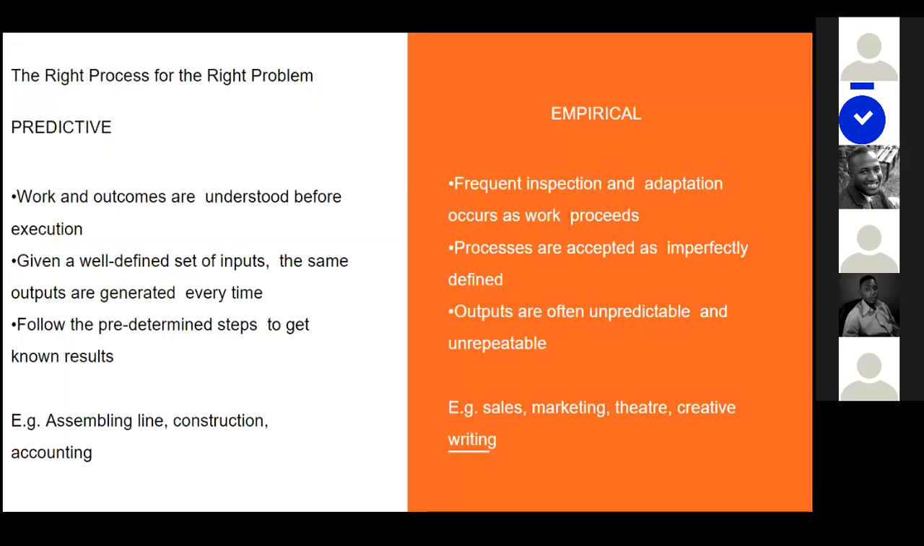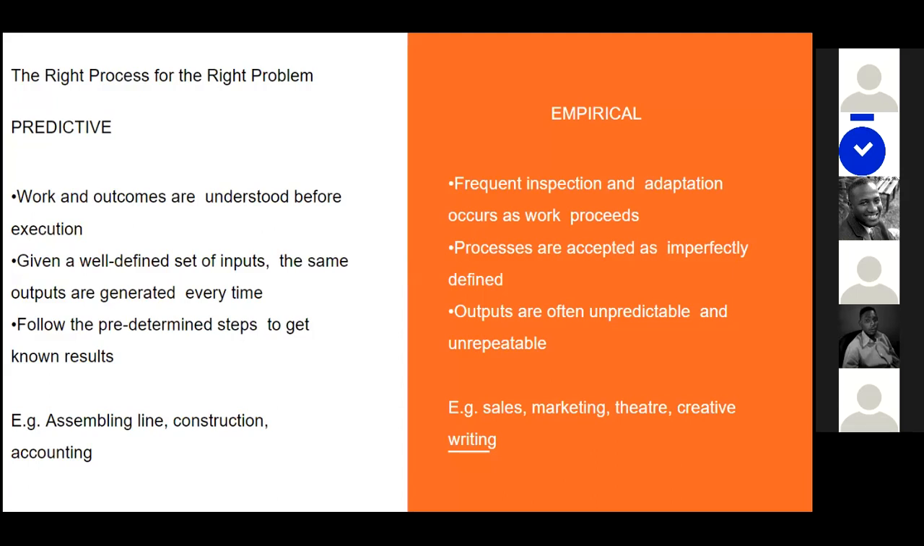We can go on. So, the right process for the right problem: either we are predictive or we are empirical. When we are predictive, it means work and outcomes are understood before execution. We are given a well-defined set of inputs, the same output is generated every time, and we follow predetermined steps to get known results.